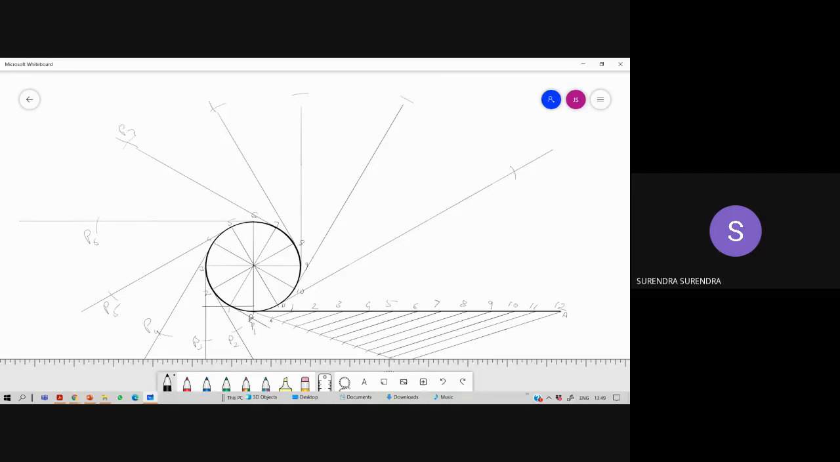P7, P8, P9, P10, and P11. Now, join all these points P1 to P12 with a smooth curve.